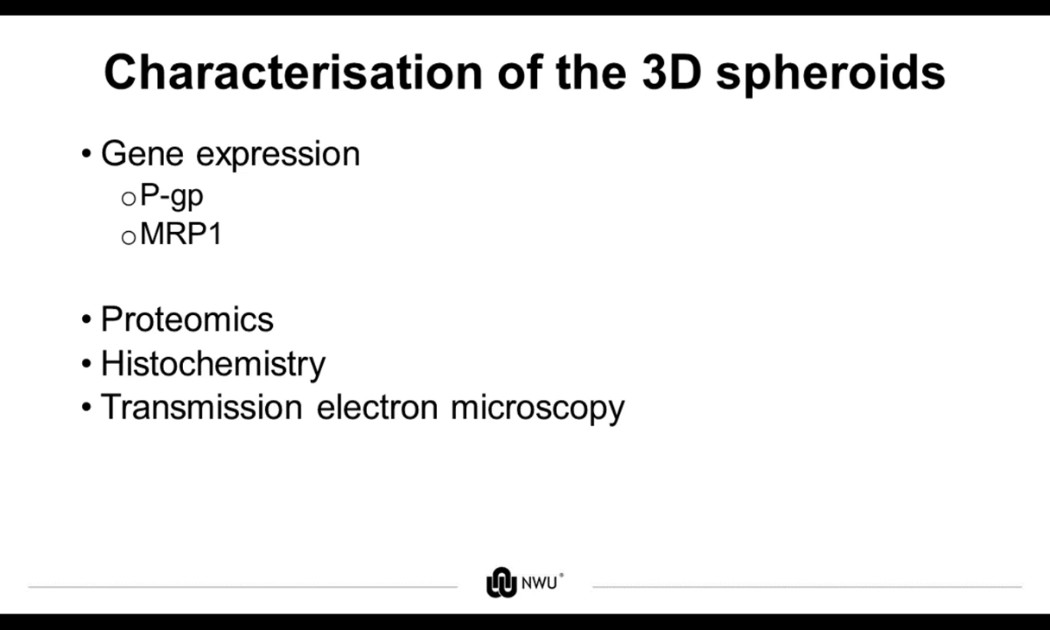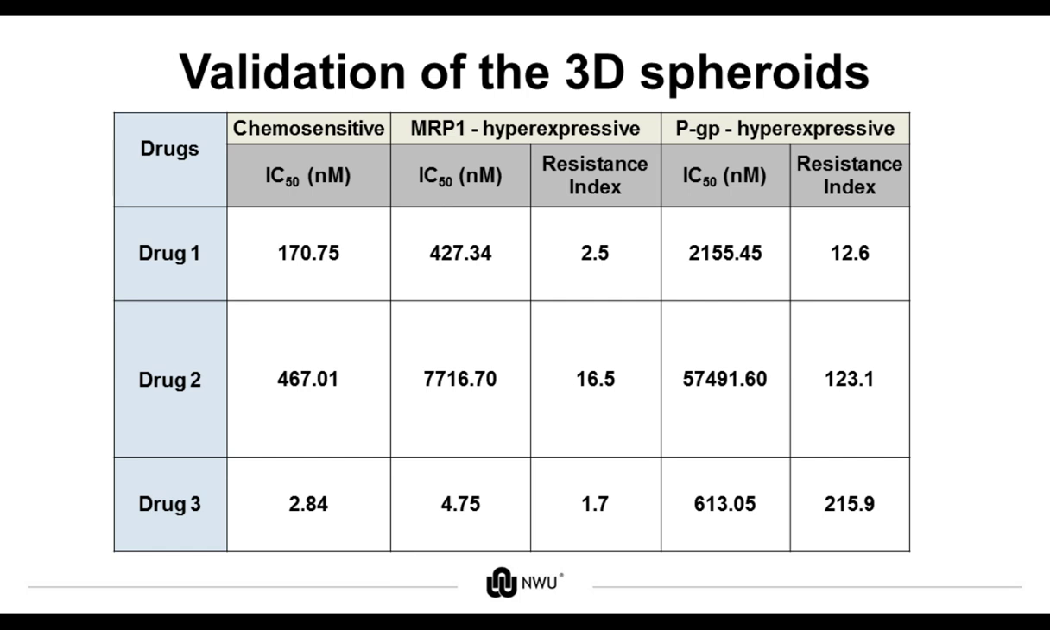Other assays and imaging techniques can also be done on the spheroid, such as proteomics, histochemistry, and transmission electron microscopy.